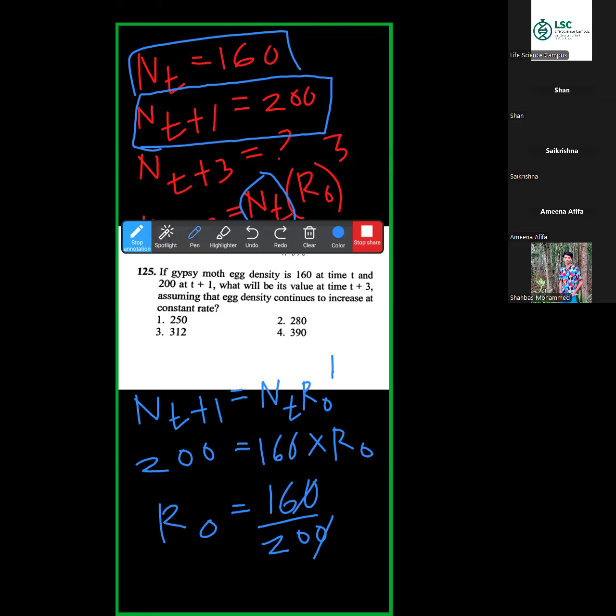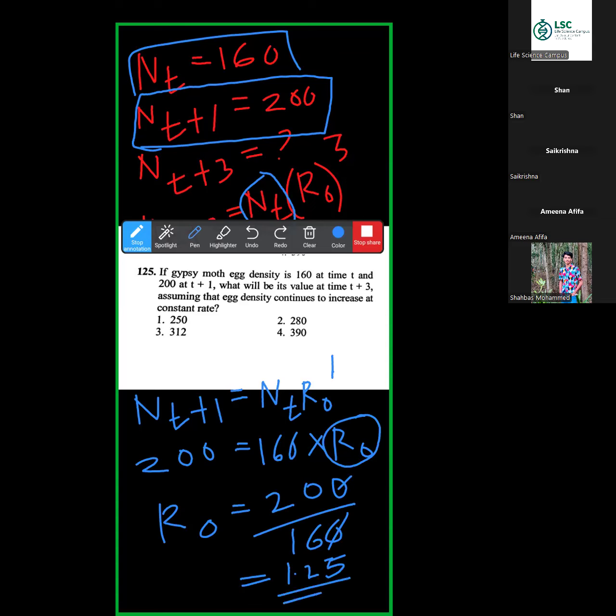There is a correction. R0 is on the right side, so R0 will be 200 by 160, not 160 by 200. Is it okay? Now we have the R0 value.